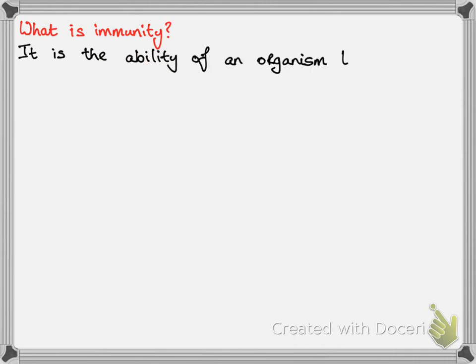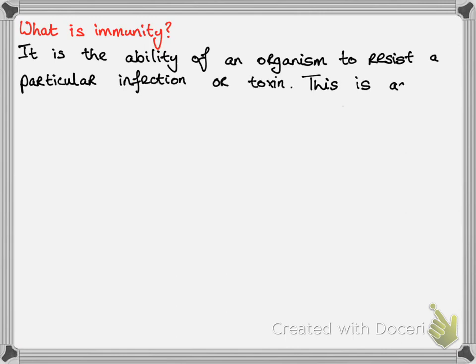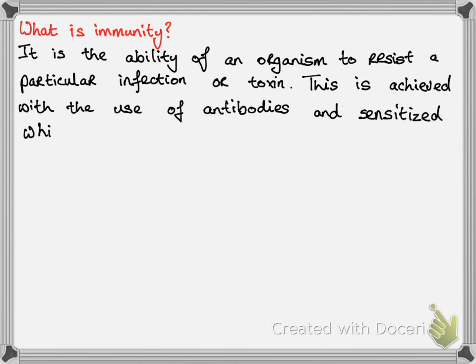Today we're going to look at immunity. So the first thing that we need to ask is, what is immunity? Immunity is the ability of an organism to resist a particular infection or toxin caused by a pathogen. This is achieved with the use of antibodies and sensitized white blood cells. Now, remember that a pathogen is a disease-causing microbe.